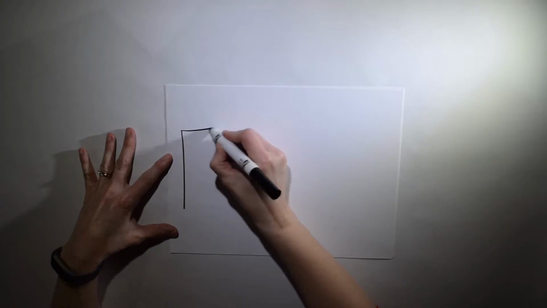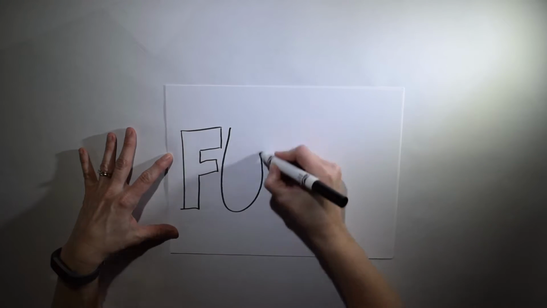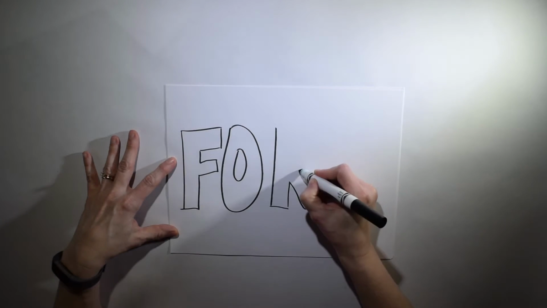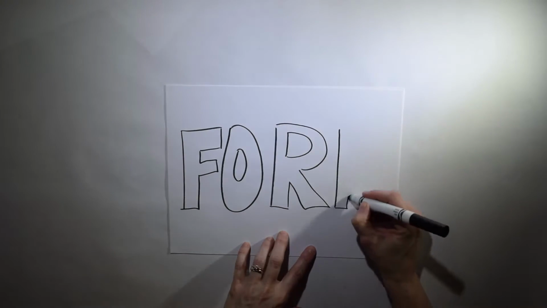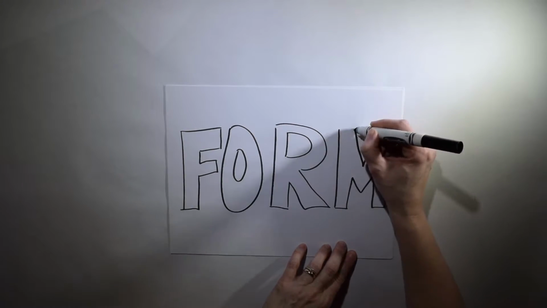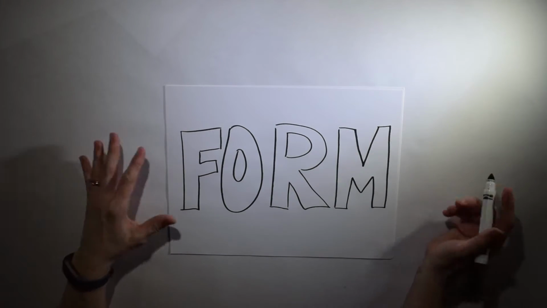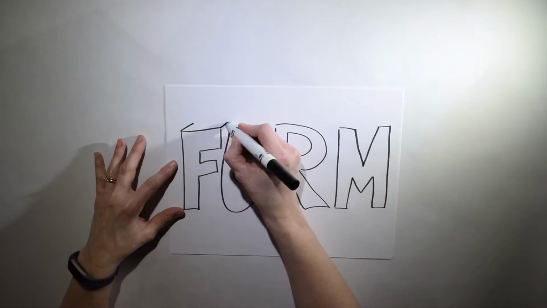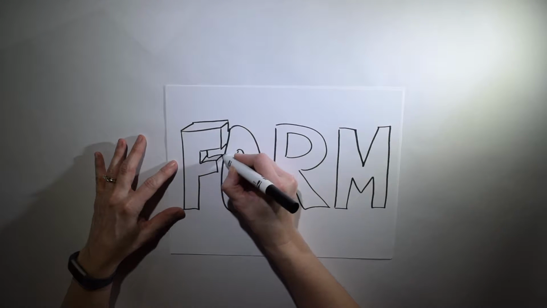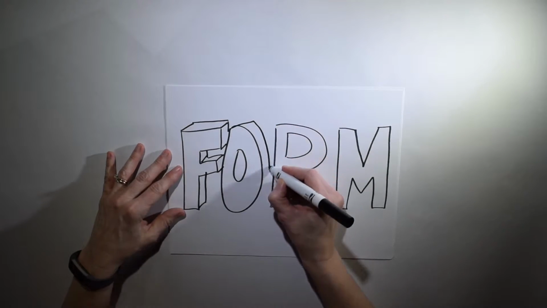So today I want to talk to you about what is form. Form is an element of art. An element of art is just a part of art, of how we make things. Alongside form, there is line.